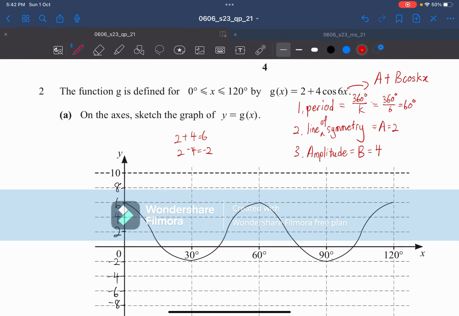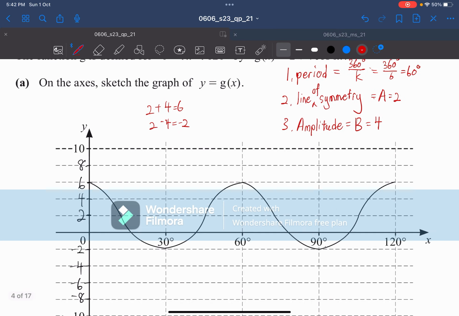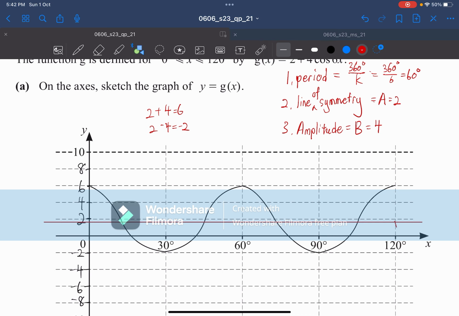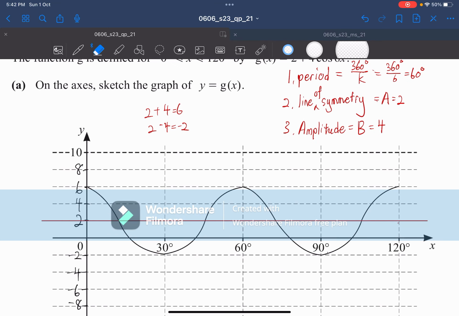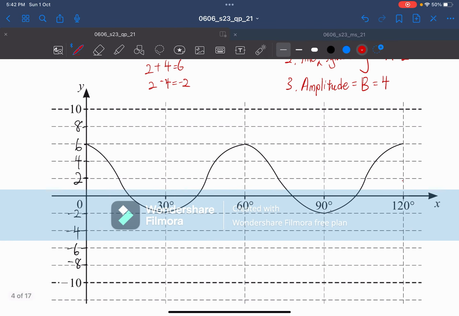So that's the true range of the graph. Once you get all the details, you can start sketching the graph. You know that the period is 60 degrees. So that means between 0 and 120 degrees, there are going to be 2 of these graphs. And you sketch it out. The line of symmetry is right here, y equals 2. Let me just arrange it properly. So y equals 2. You don't have to draw this red line, but that's the line of symmetry. You're just going to draw it for reference, so that it's easier for you to draw.